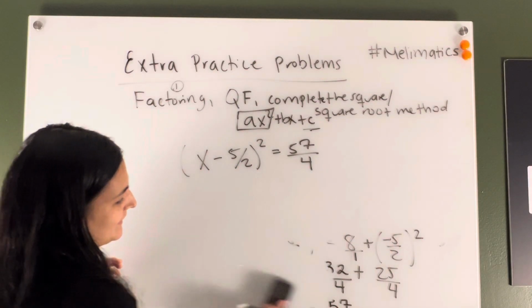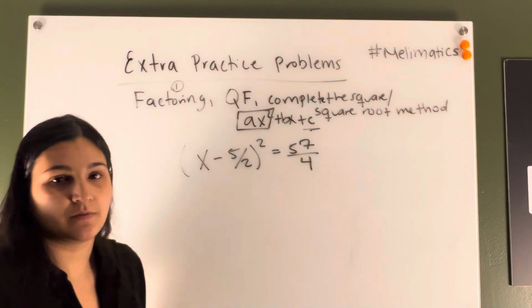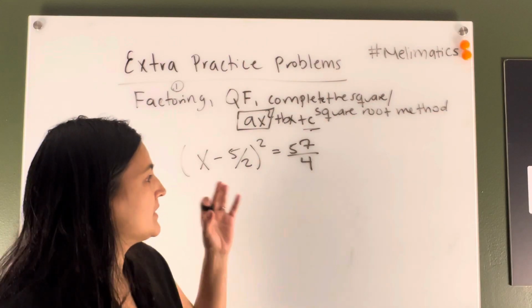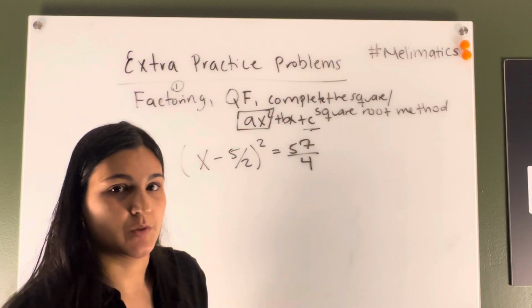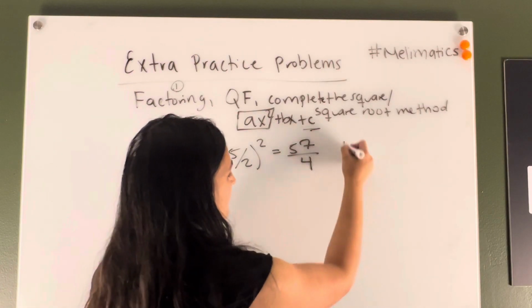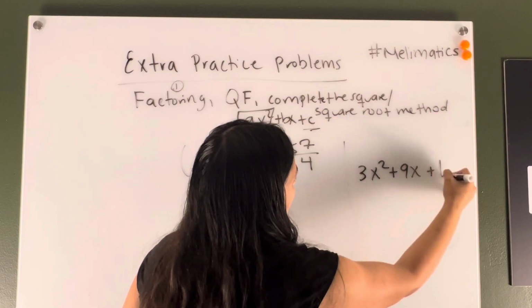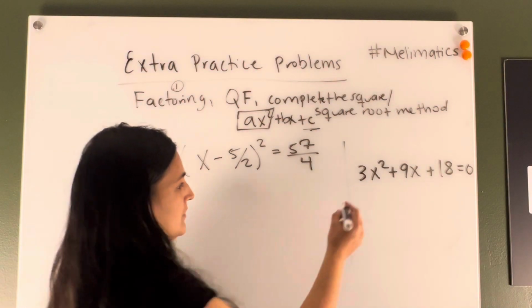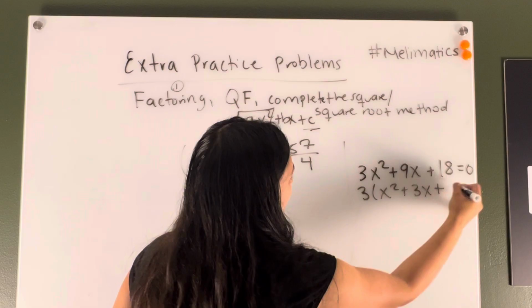Oh, I remember what I was going to say a while ago: the reason that we also like to divide by the GCF is that if there is a GCF, then it's going to be ready for complete the square if you wanted to do that. Okay, so for example, side note, let's say I had 3x squared plus 9x plus 18 all equals 0. Well, I see that they're all divisible by 3, so I can divide by 3 and see what's left over.